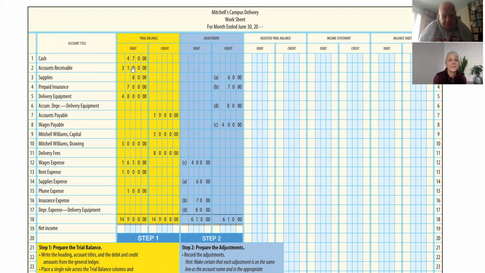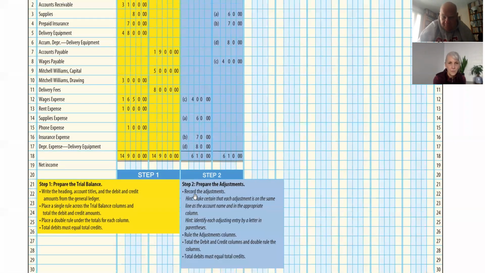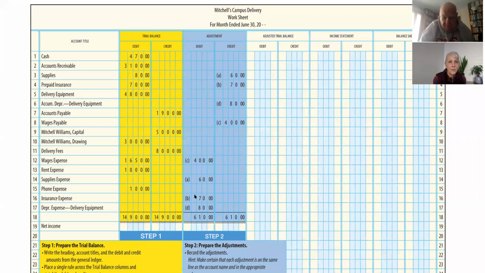You're never going to touch accounts receivable, but supplies, here we go. What's the journal entry? We're going to credit the supplies account, and what do we debit? Supplies expense. Look at B, prepaid insurance. Insurance expense, debit 70. Credit the asset.